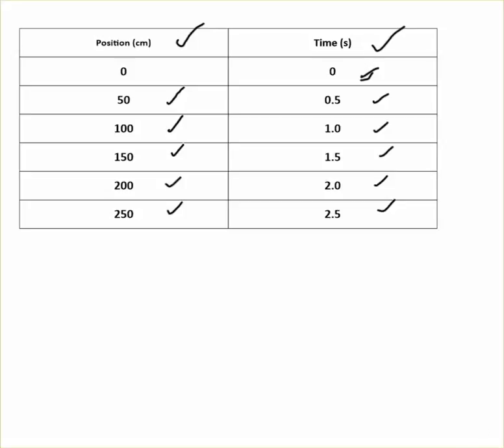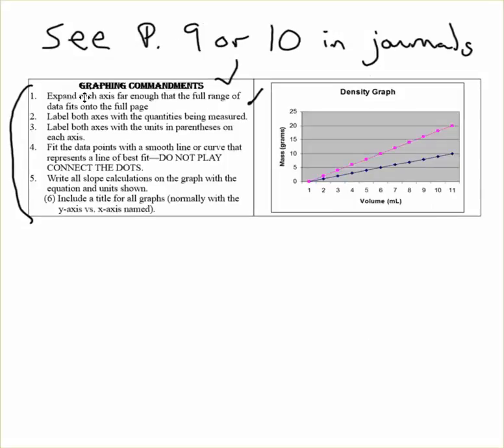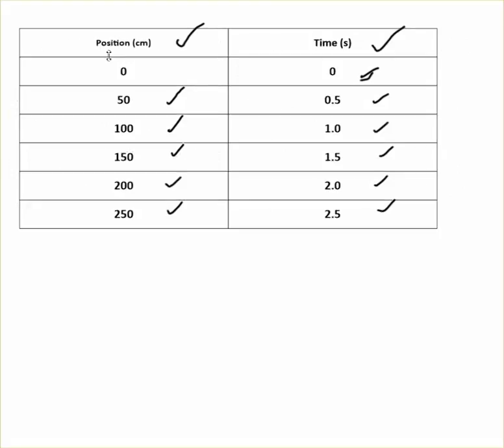So in order to do that, let's look back at what we need to do. We need to expand each axis far enough so that the full range of data fits onto the full page. Well, what does it mean for full range of data? Well, what that means is that the y-axis needs to go from 0 to 250, and the x-axis needs to go from 0 to 2.5 at least. And we want to fit that onto the full page. So in order to do that, you should, on a full page, draw a line down the side and a line down the bottom of your page. Now, obviously, mine looks terrible. It's a good idea to use a ruler to do that.